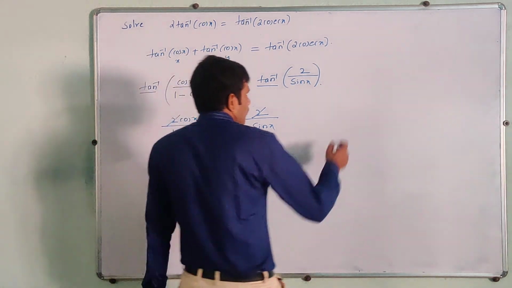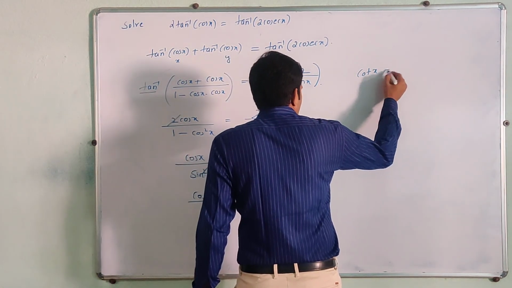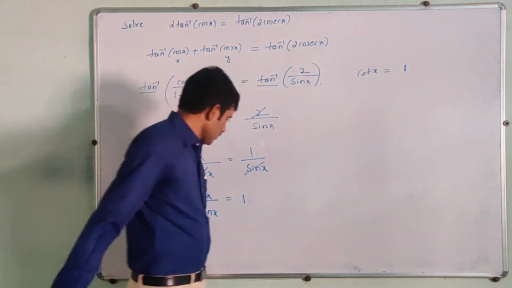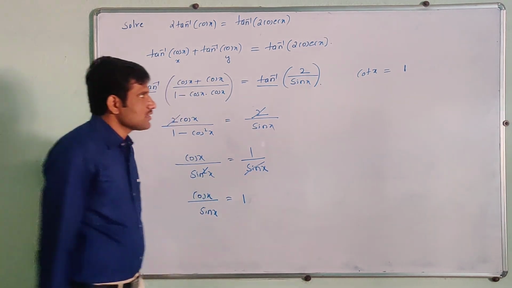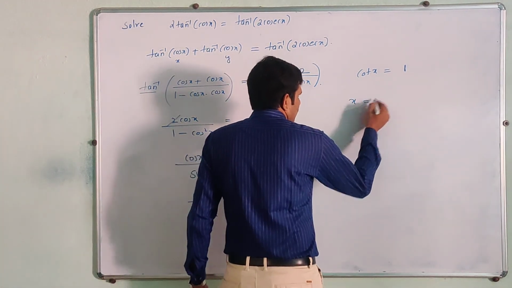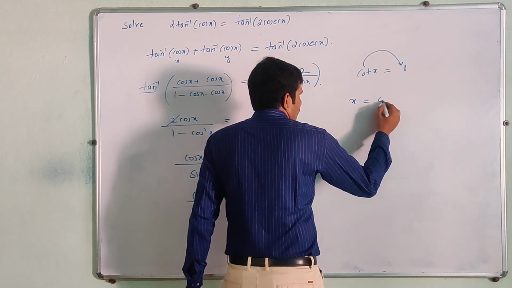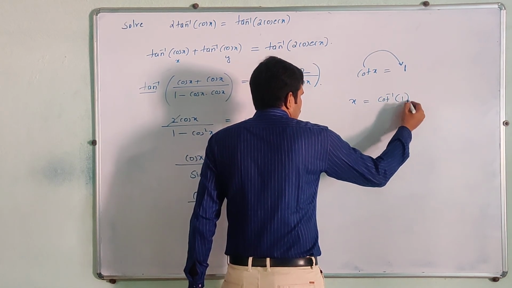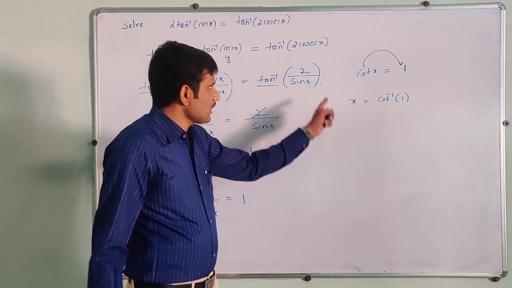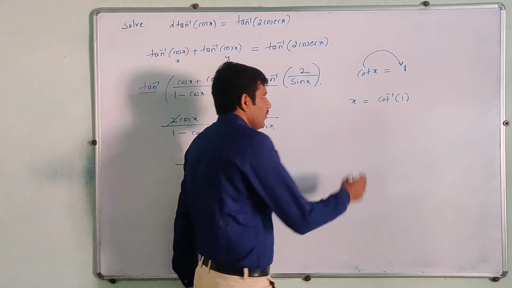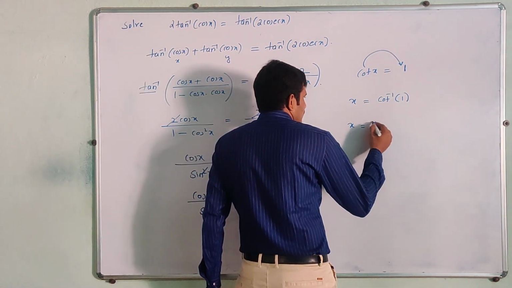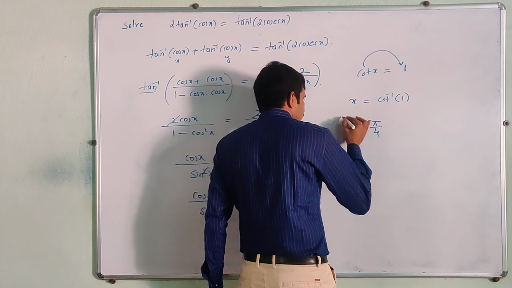Right? So what is cos x by sin x? Cot x, which is cos divided by sin x. Cot x is equal to 1. So then what is x? Take this cot to the right hand side, cot inverse of 1. X is equal to cot inverse of 1. Cot of which angle is 1?